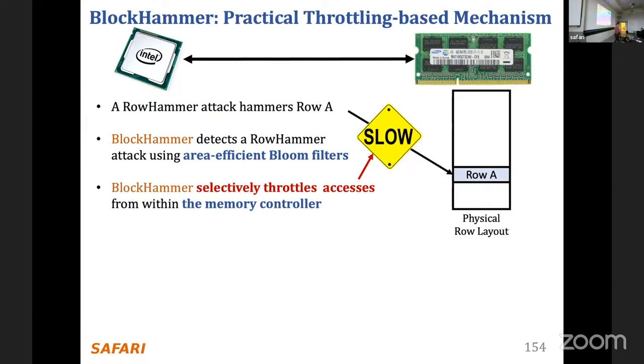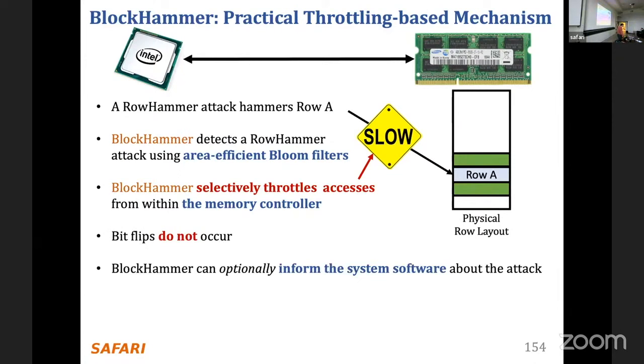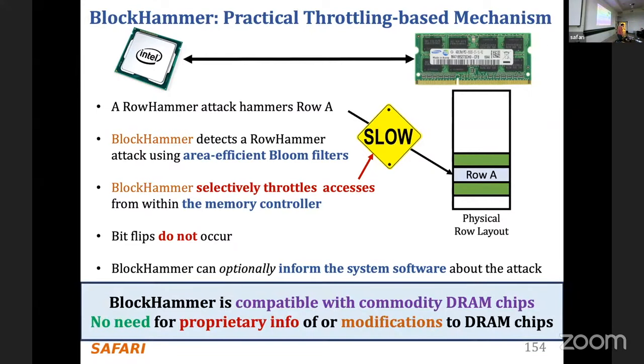And the paper discusses that. I'm not going to go into exactly how this works, but bit flips do not occur in the end. There's a security proof. And optionally, if you do this, you have an advantage because now you know which rows may be hammered, and you can inform the software. And I think this is really important going into the future. If there's some RowHammer type of attack that may be happening, informing the software could be useful, right?